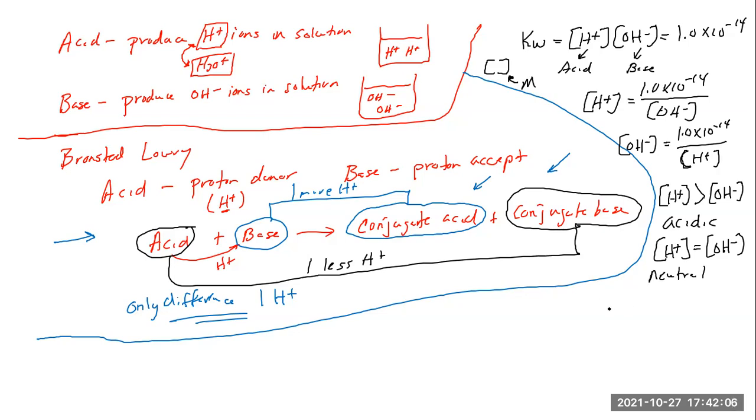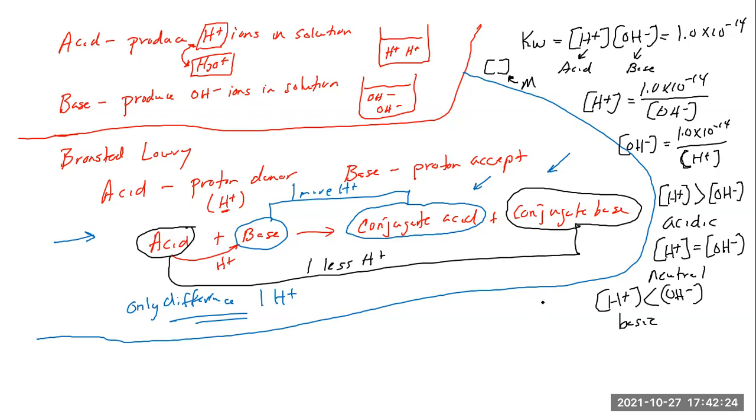And lastly, if your H plus concentration was less than your OH minus concentration, that basically means that the base part of the solution is larger than the acidic part, and it would be a basic solution in that case.